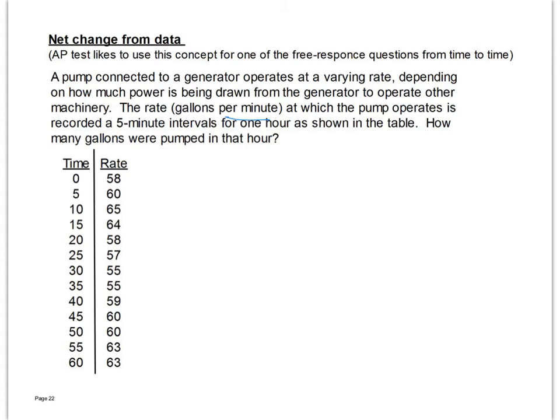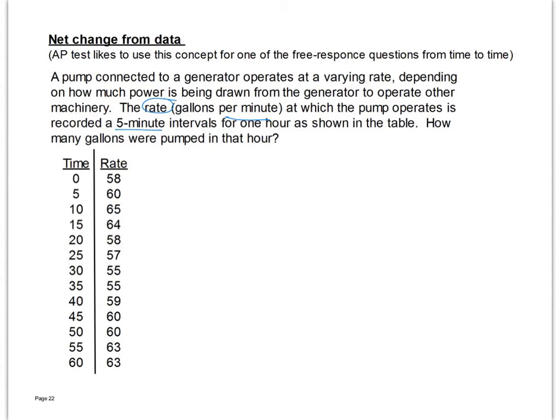So it operates at a varying rate depending on how much power is being drawn from the generator to operate other machinery. The rate in gallons per minute at which the pump operates is recorded at 5-minute intervals for 1 hour, as shown in the table. How many gallons were pumped in that hour? And you're going, well, I have to take an integral, but how do I take an integral? There's not a formula. Well, when there's not a formula, we estimate.